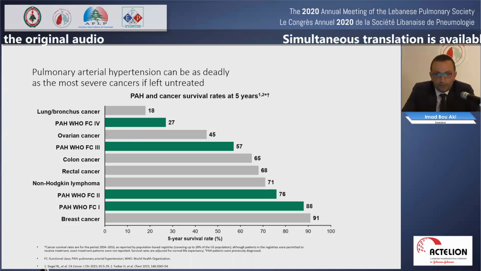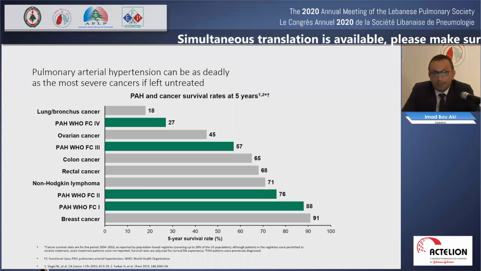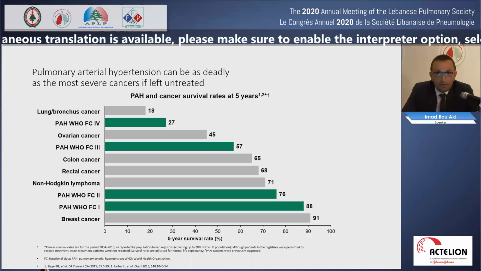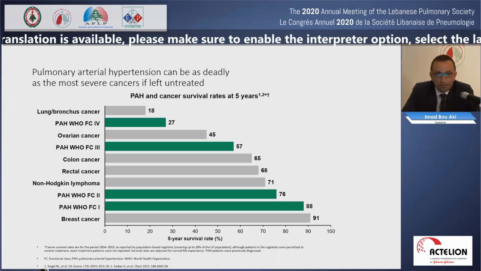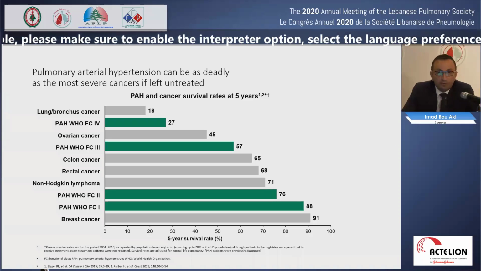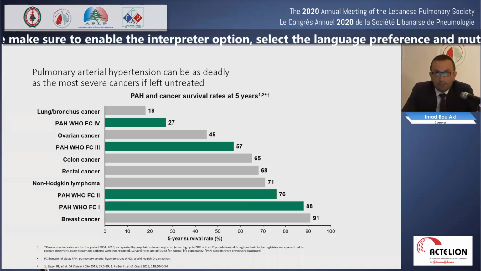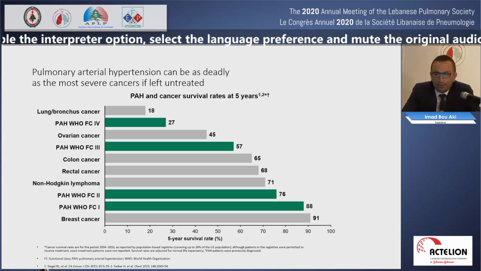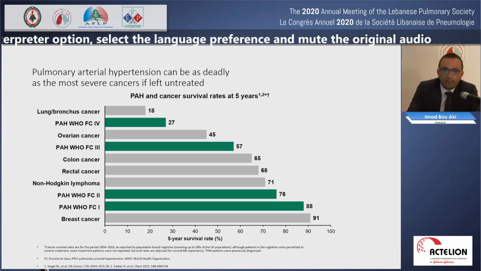This data for cancer is from 2010, but still from the standpoint of PAH, it's recent data and it reflects the severity. Even functional class 1, meaning almost no symptoms, they still have a 5-year survival of 88%. Meaning when silent, it can still kill because it can progress initially silently. And you can see the other green bars for functional class 2 and 3.